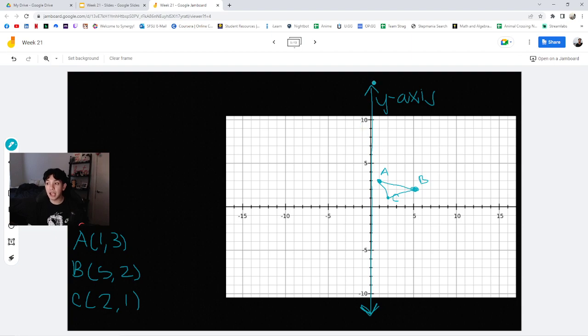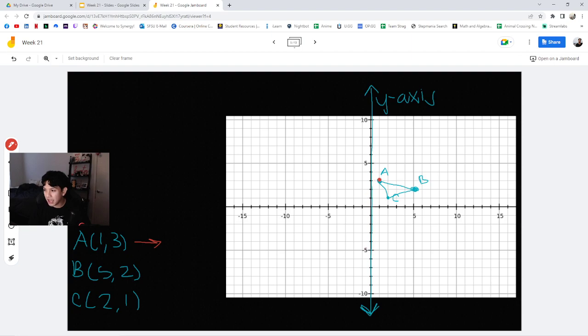So if I am using this axis as a mirror, our goal is to flip it in a way where it is a direct reflection of this triangle right over here. So what should it look like? Let's go through it point by point. Let's start with A. If I reflect A over here, and we'll use a different color, it looks like the mirror is this y-axis over here.